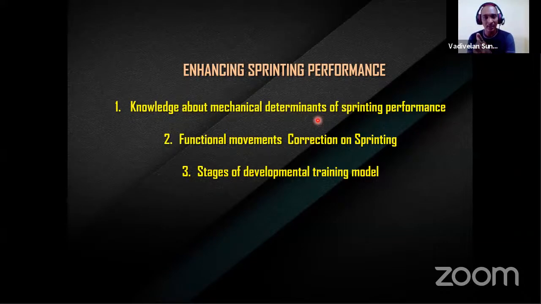Okay, the first one. And the second one is functional movement correction on sprinting: how we can correct a functional movement, how while performing the sprint we can analyze the sprinting movements, how we are going to correct them, and how we are going to make the athlete perform a little bit more than what they normally perform. And the third one is stages of development in the training model.